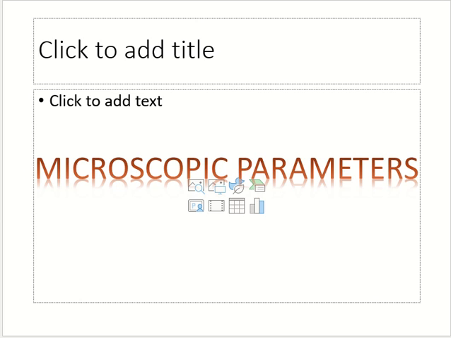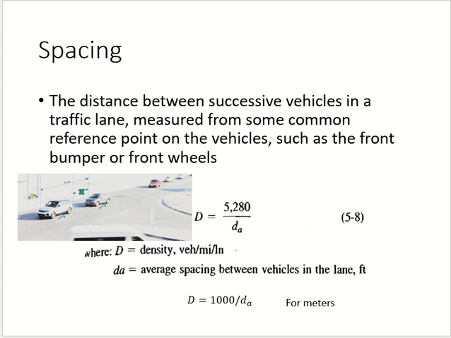Now we will look at two more microscopic parameters which are for a pair of vehicles. The first one is spacing. Spacing is the distance between two vehicles. When I say pair, the vehicles are next to each other, like the first one and then the second one, coming one after another. The spacing is the distance between two consecutive vehicles, measured from a common reference.